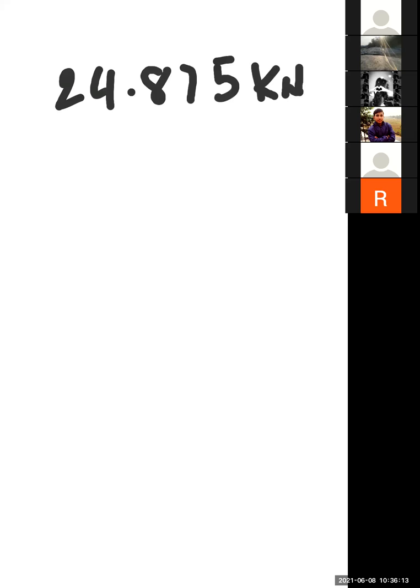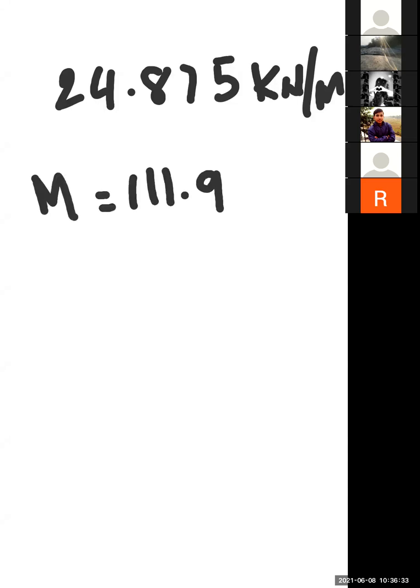Now we know that due to the total load of 24.875 kilonewton per meter acting on the beam, the maximum bending moment generated in this beam section is 111.937 kilonewton meter, right?